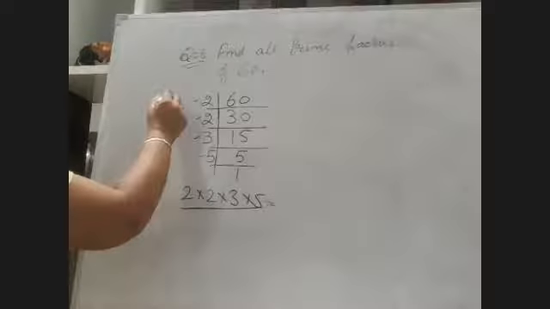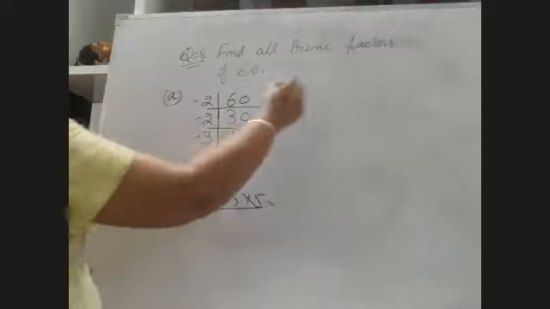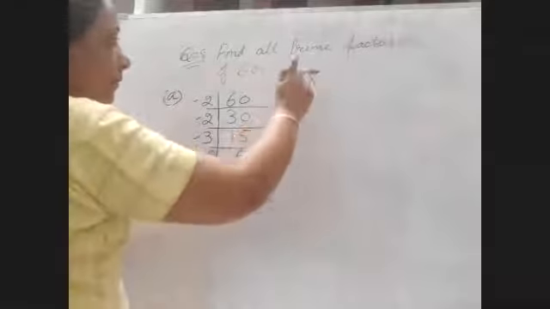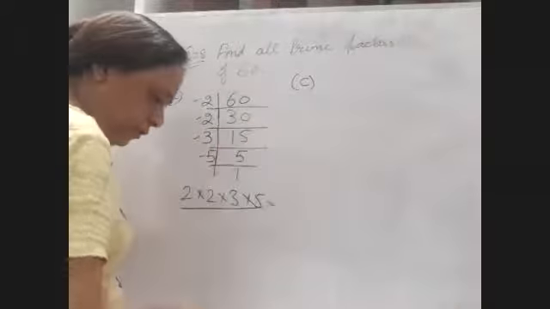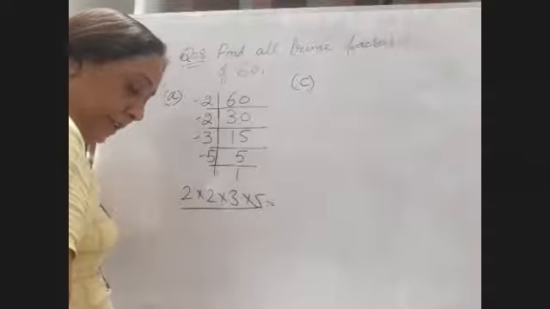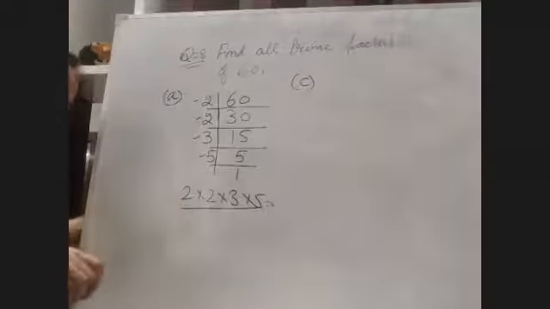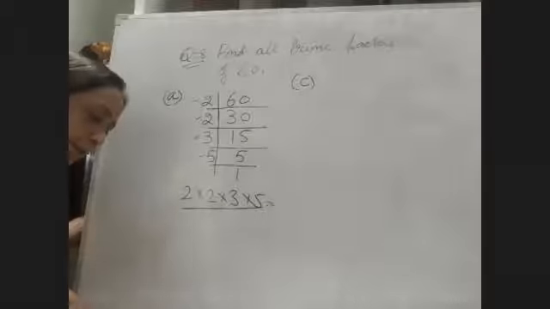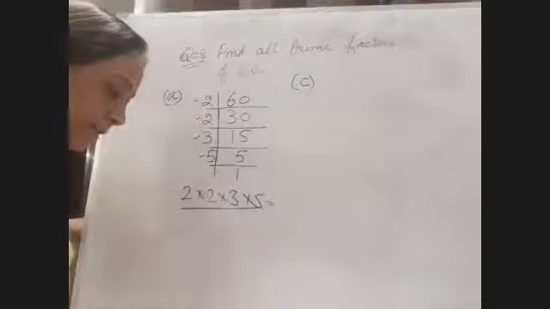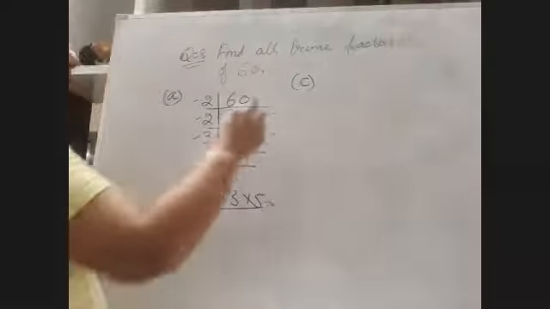Yes, students. This is 8th question part A. Now 8th question part B, C. Yes, students, in 8th question we have 5 parts. Parts A, C, and E we'll discuss in this lecture, and parts B and D we'll try after this lecture. Okay. Now next number: find all prime factors by division method of number 180.